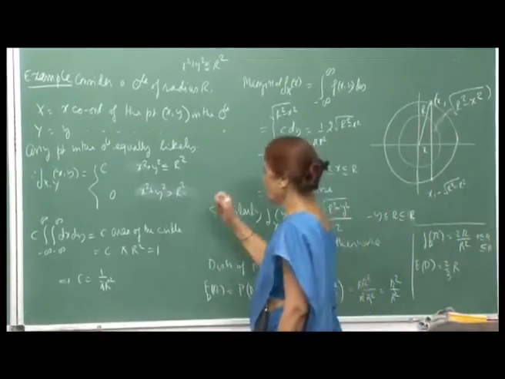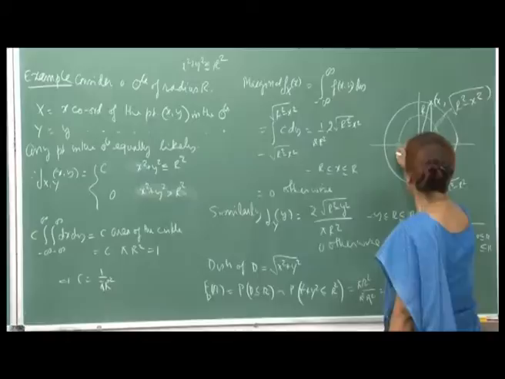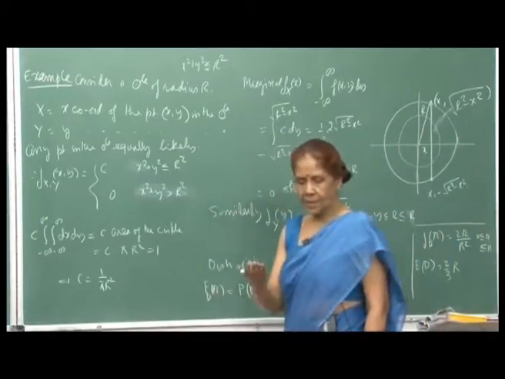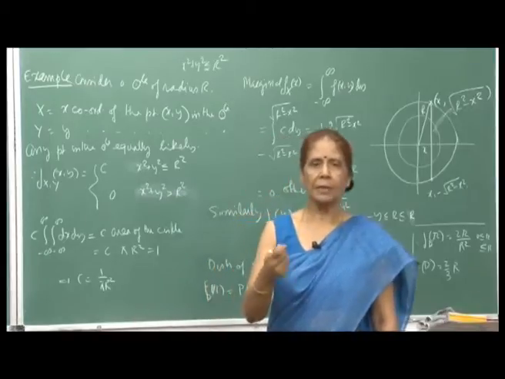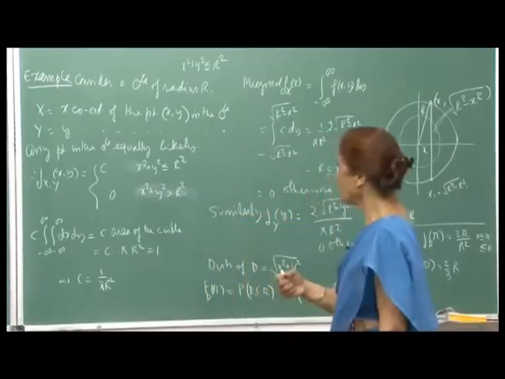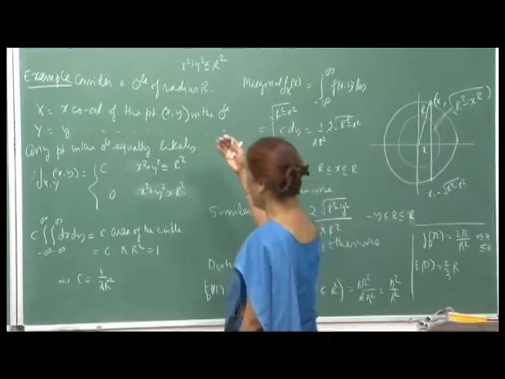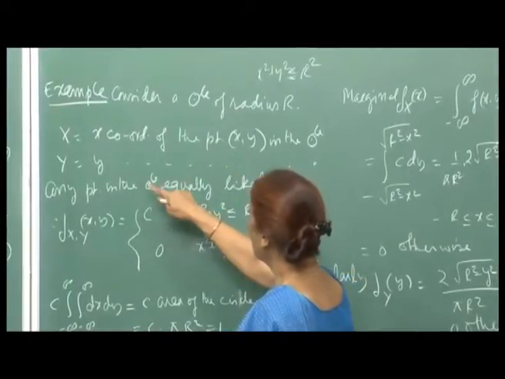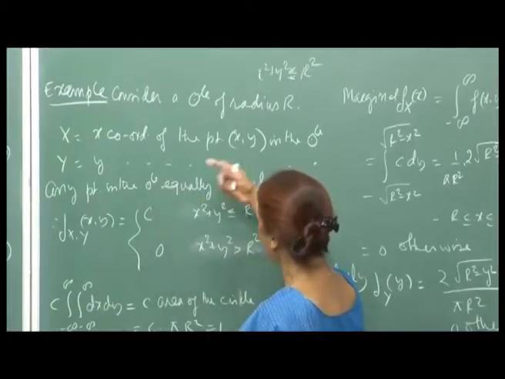Then let us pick a point inside the circle at random, meaning all points are equally likely to be picked inside the circle. Let X represent the x coordinate of the point that you have picked, and capital Y represents the y coordinate.